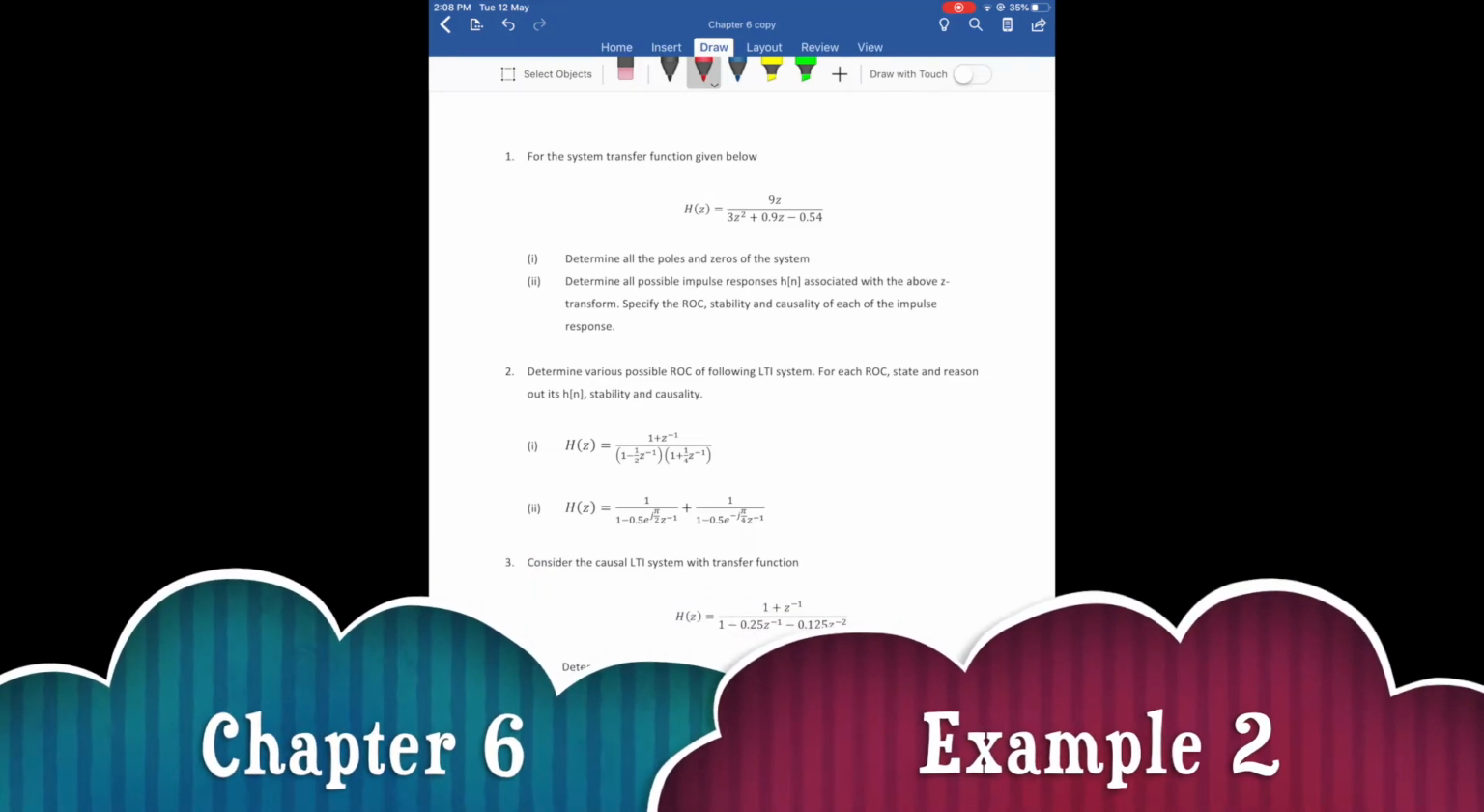Okay, for example number 2, we have two functions, H1(z) and H2(z), and based on the question, we have several keywords. The first keyword is you need to determine your possible ROC. Second, you have to state and reason out on its stability and causality. And at the same time, you need to determine the impulse response.